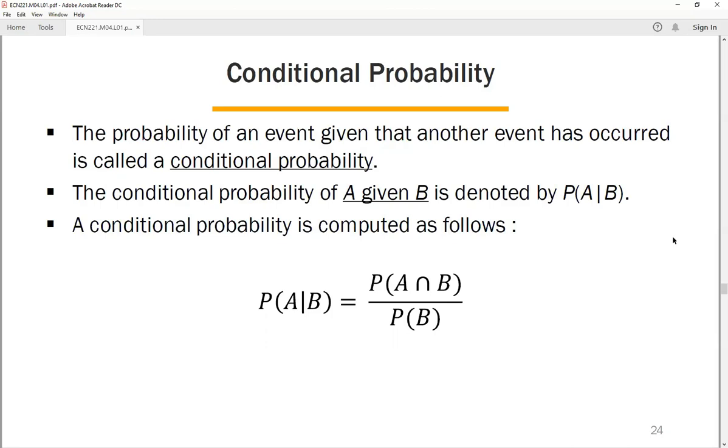So there are other names for these. The term in the numerator, the probability of the intersection of A and B, is called the joint probability. And the probability in the denominator, the probability of B, is called the marginal probability.